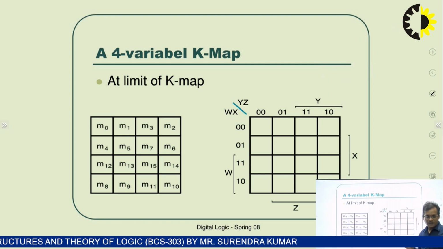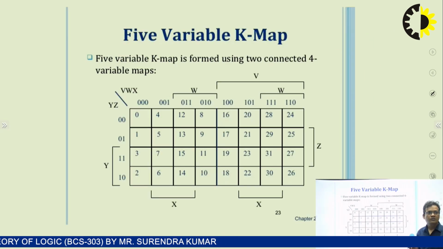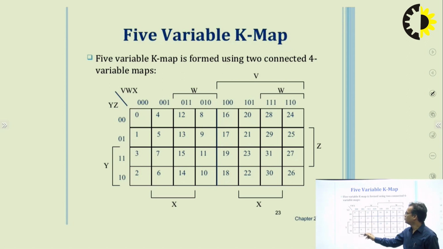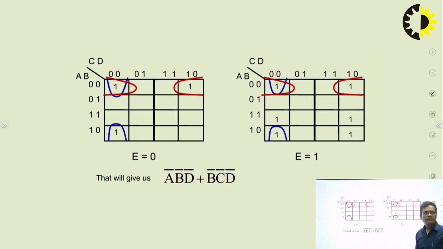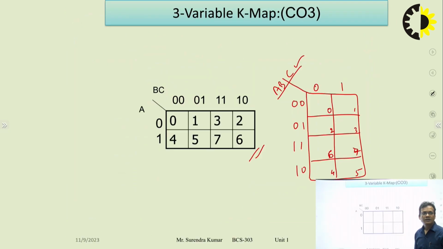Now we start with the 5 variable K map. So again you have a 5 variable K map here, 0, 1, 2, 3, 4, 5, 6, 7, 8, 9, 10, 11, 12, 13, 14, 15, then 16, 17, 18, 19, 20, 21, 22, 23, 24, 25, 26, 27, 28, 29, 30, 31. That means you can join 2 4 variable K maps here. Same for the 6 variable K map. Now we start with the solution of these maps with different combinations.